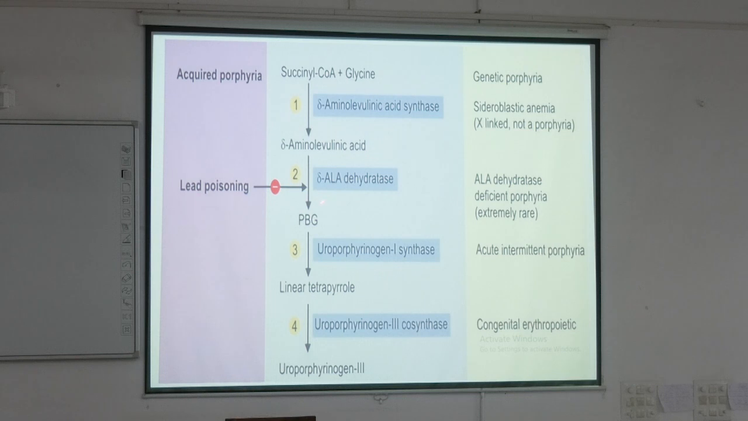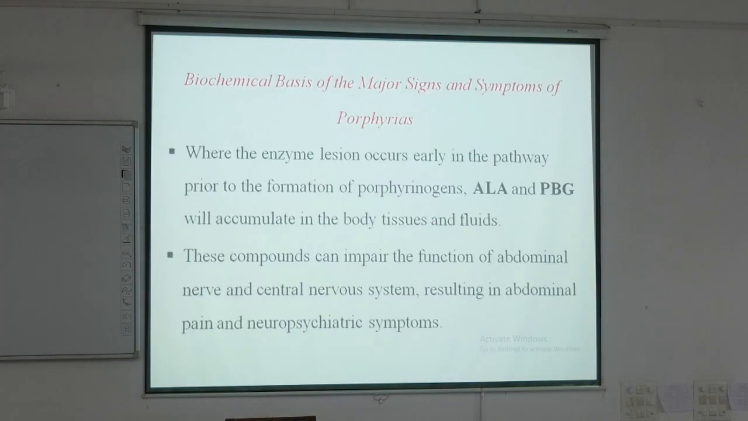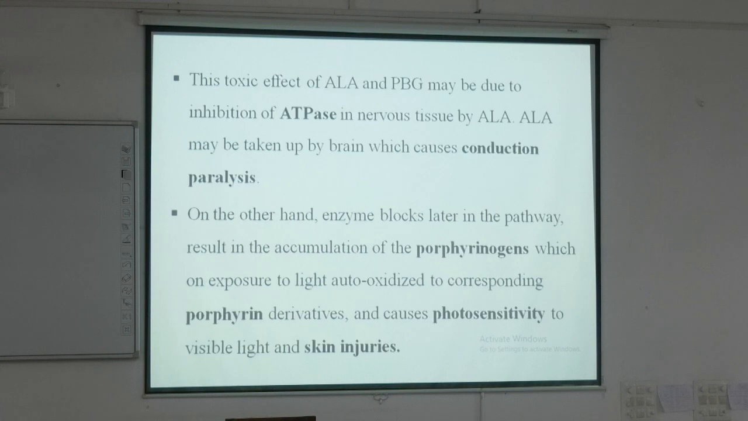This is lead poisoning. What is happening in lead poisoning? It inhibits the enzyme ALA dehydratase. So all these are the symptoms. You already know in all these porphyrias, ALA and porphobilinogen are accumulated in the body. This affects the abdominal nerves and central nervous system, resulting in abdominal pain and neuropsychiatric symptoms. And these are the effects when ALA and PBG accumulate in the body.